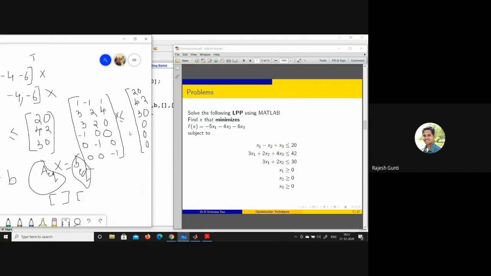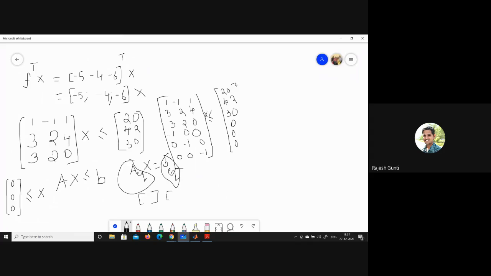Minus x1 is less than or equal to 0, minus x2 less than or equal to 0, minus x3 less than or equal to 0. So if we combine these, we can write like this.